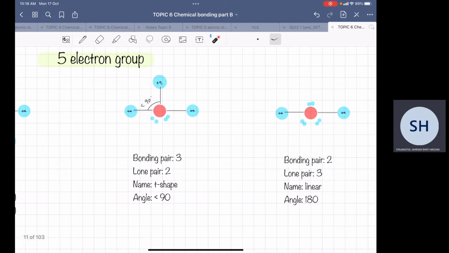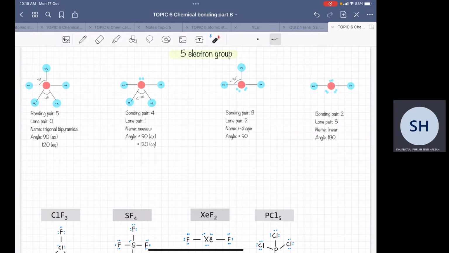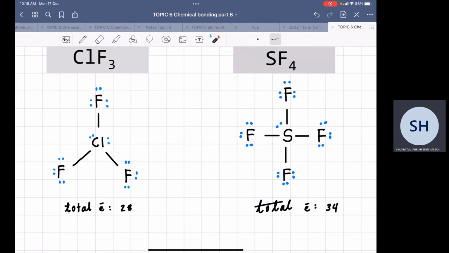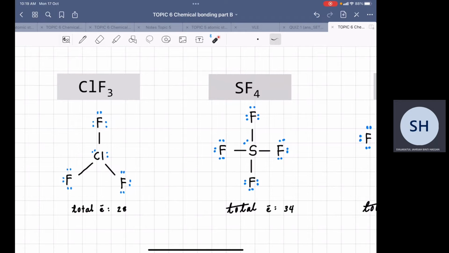Alright, and last but not least, when you have 3 lone pair and 2 bonding pair, bentuk dia kembali kepada linear because we remove all the equatorial. So we have this 180 degree. I hope that you can memorize this. 5 electron groups, dia ada 4 bentuk. It's either trigonal bipyramidal, seesaw, T-shape or linear. Okay, so we look at our example here. Here we have ClF3. Of course, if you do it on your own, you actually need to draw the Lewis structure.